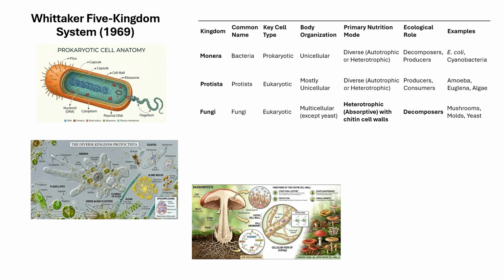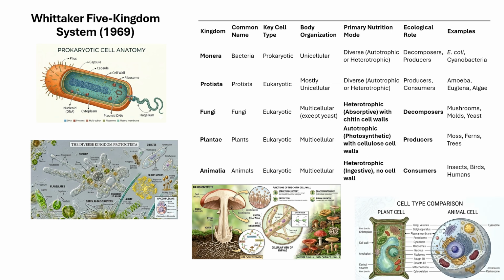Third one is fungi, mostly multicellular heterotrophs, meaning they eat other things. Their unique feature is a cell wall made of chitin. Okay, remember, the cell wall of fungi is made of chitin. This includes everything from giant mushrooms to tiny yeast.